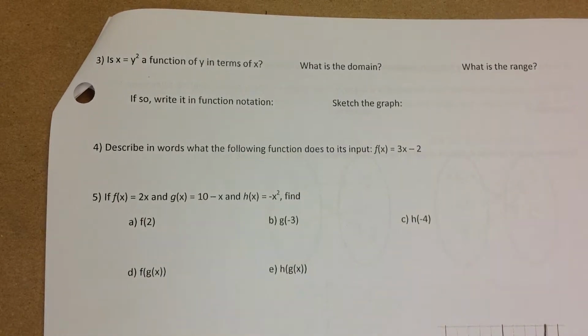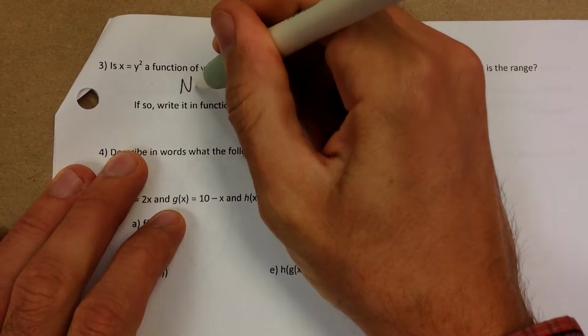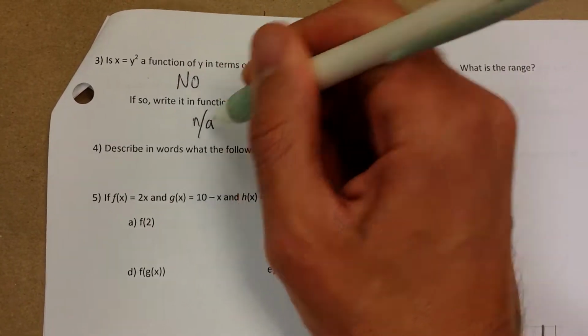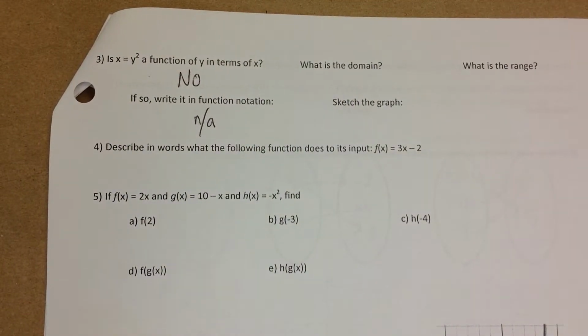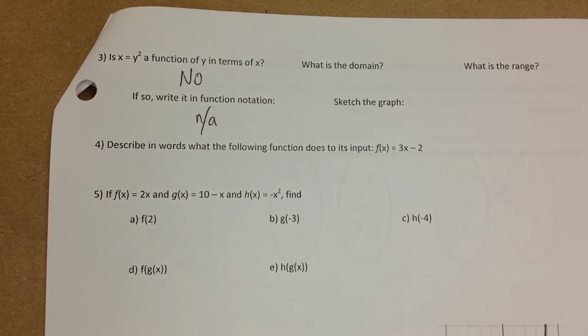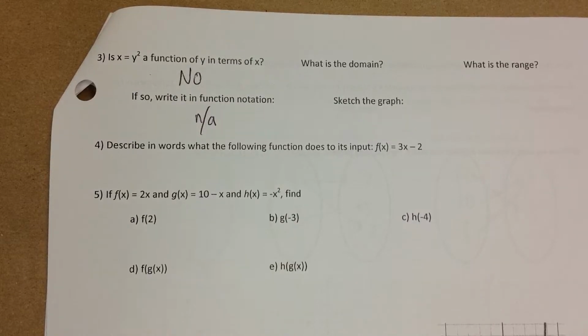Number 3, random helper. Brett, is x equals y squared a function of y in terms of x? It is not. You could not write this in f of x notation. You could write it in f of y notation, but that's not what it's asking. Julia, the domain? Bracket 0, comma, infinity. I believe that to be true.